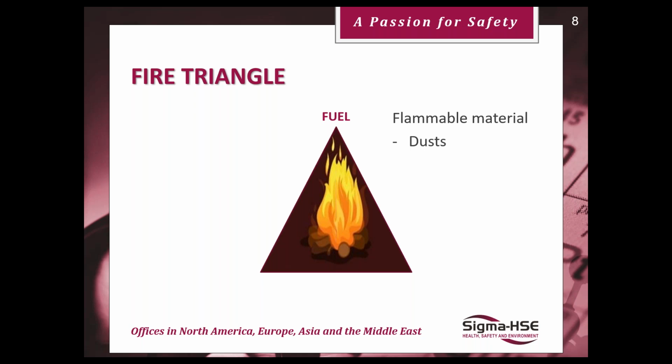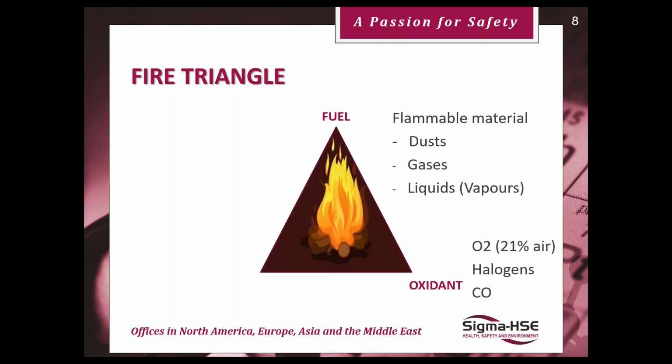And that flammable material could be a dust, a powder, a gas, or the vapours from a liquid. It's important to realise that liquids really don't burst into flame. It's the vapours given off from the liquids that burst into flame. Because it's all right having a fuel, but we need the second part of the triangle. We need an oxidant. We need to be able to react that fuel, generally with air, but any oxidant really.